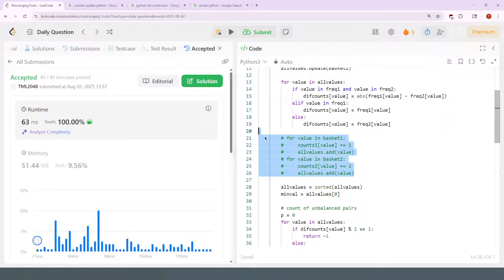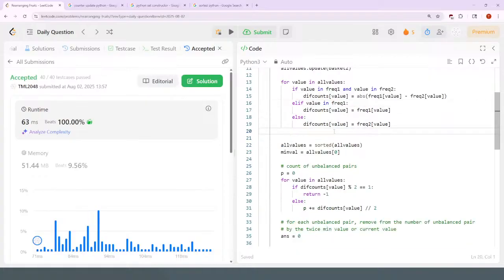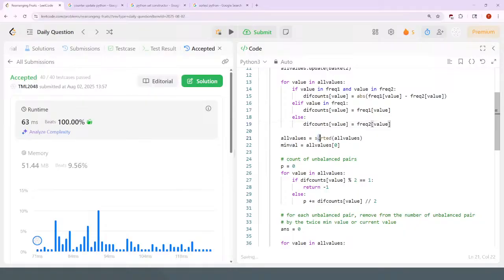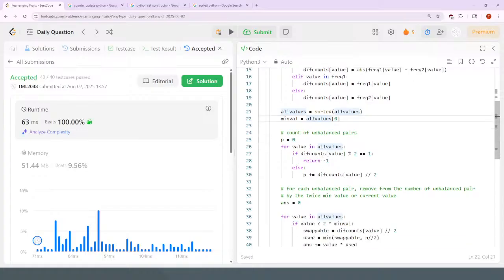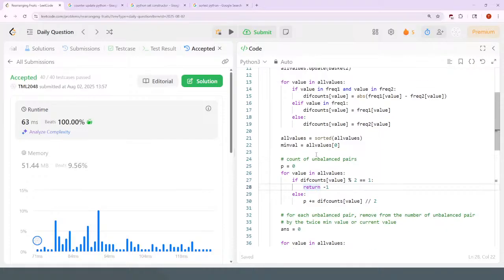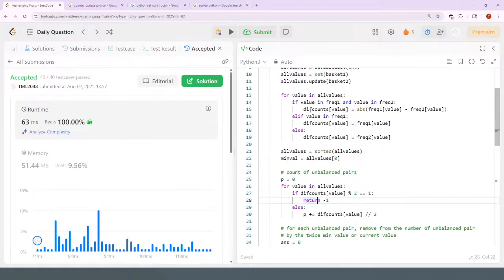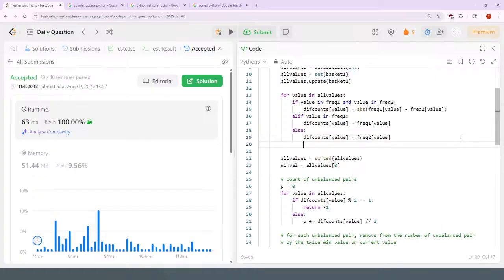And then sort the values. The smallest sorted value is your ferry cost. Count the number of unbalanced pairs. Could I possibly have done this here? Yeah, I think I probably could have done it here actually. Yeah, I could have done it within this first iteration.